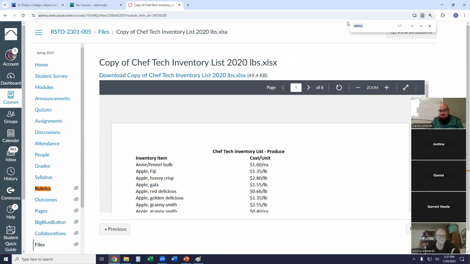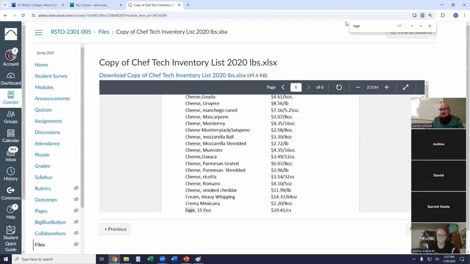Okay. I can't tell you how many times this got me through reading like a 19-page article, because I just look for keywords and it jumps right to that section of the paper, right? But let's say we're looking for eggs. So eggs appears 1 time, see 1 out of 1. And right now our eggs are $29.41 per case. Now this was 2020, so these prices are 5 years old.